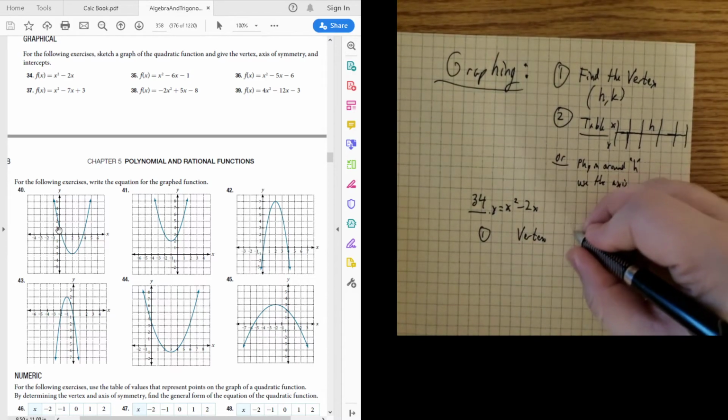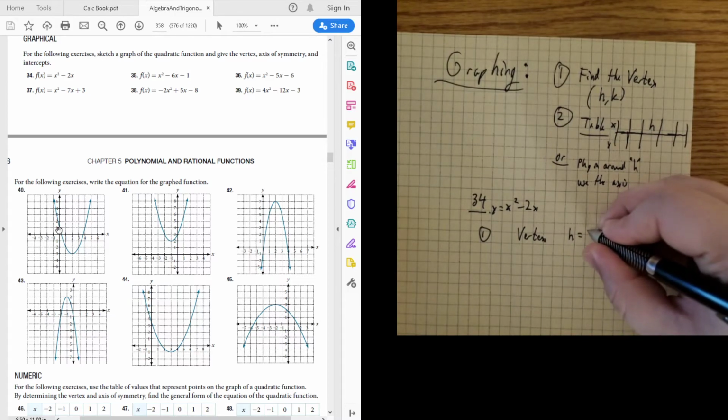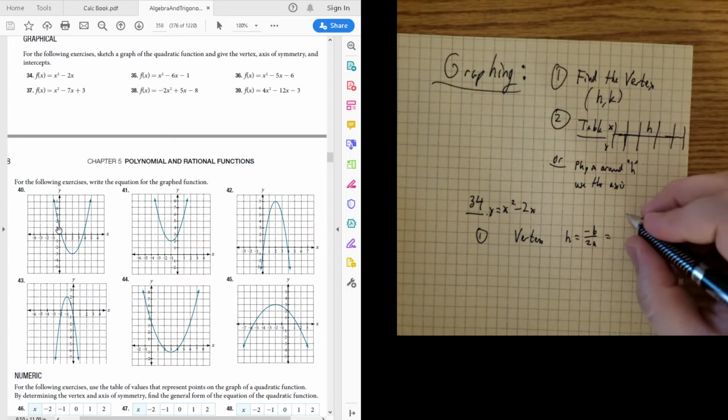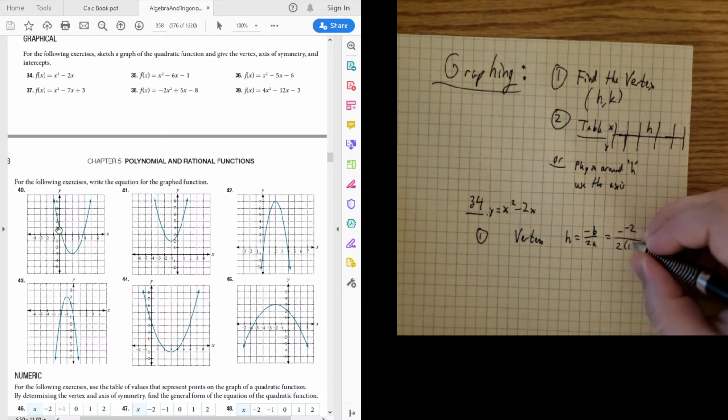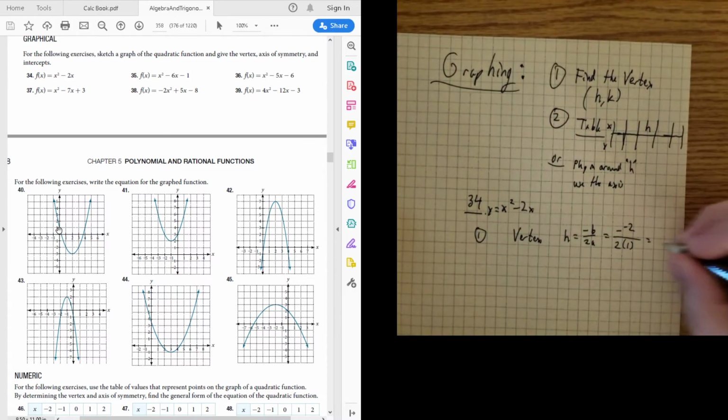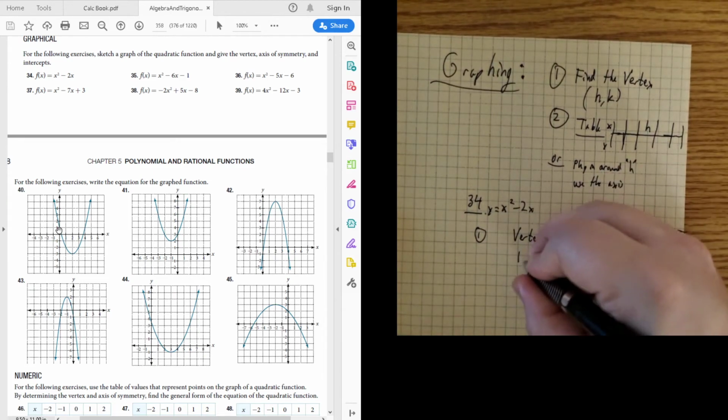I want to find h first. To find h is negative b over 2a, which means up to negative b, so in this case I would have a double negative from negative and negative 2 over 2a, so that would be 2 times 1, because there's a single x squared. Double negative makes this positive, so that becomes a 2 on bottom, and 2 divided by 2 is 1. That tells me my h value is 1.